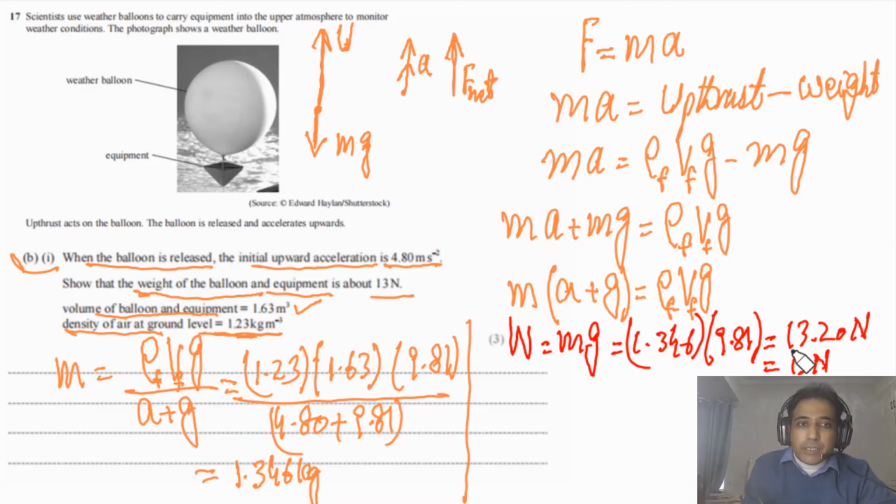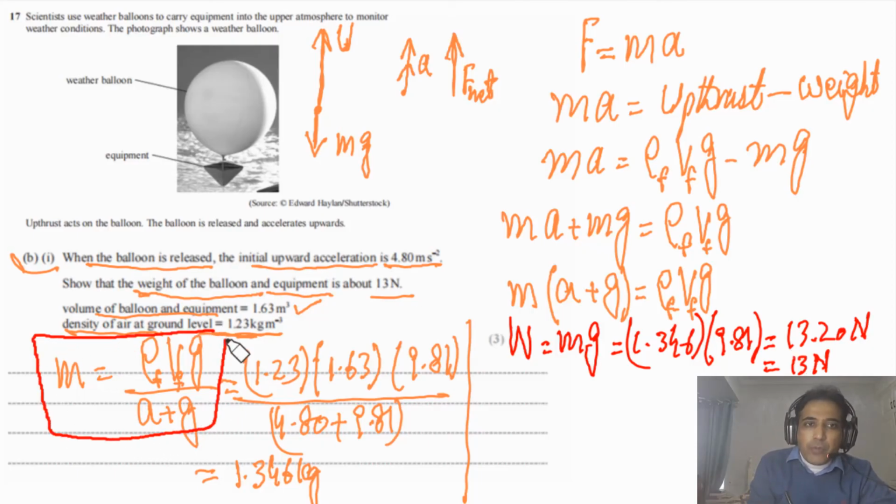The better way is, first of all, write down in a proper form, get the expression for the mass, then plug in values, and then you can calculate weight.